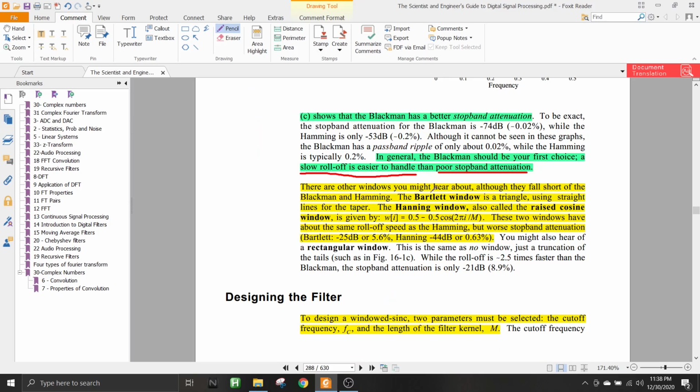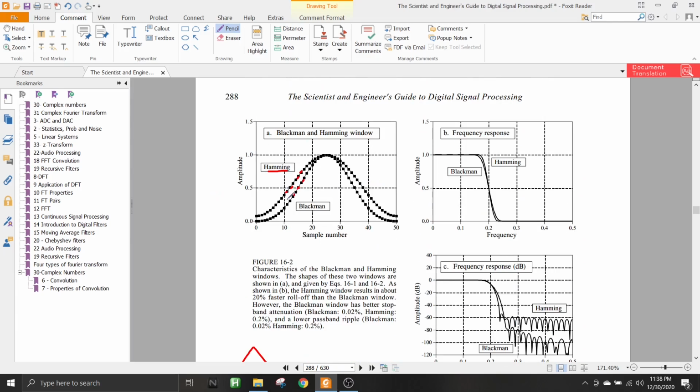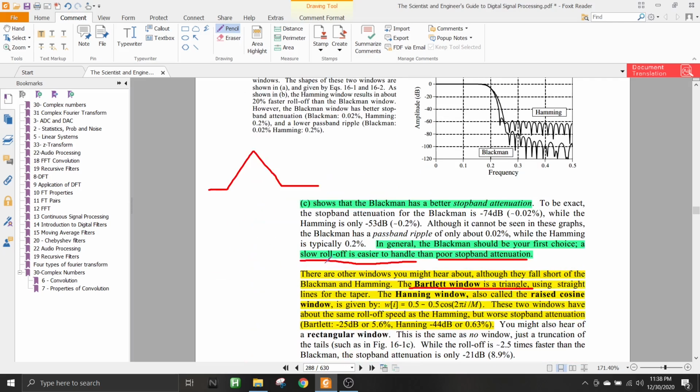So there are other windows we might hear about, and they are like Blackman and Hamming, but they have less performing criteria than these. So those are not mostly used, but you can still know about them. One is called the Bartlett window, and it is actually a triangle window. Okay, so that was a bell curve, Blackman and Hamming. This one is something like this. Okay, so this is Bartlett. So this bell curve was for Blackman and Hamming, and this would be a Bartlett window.